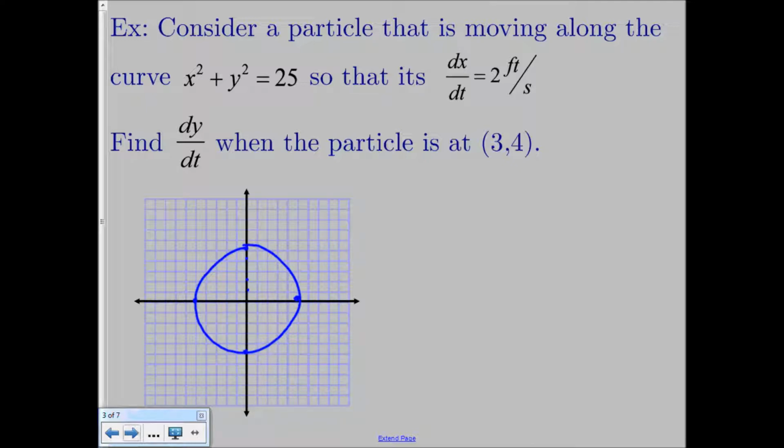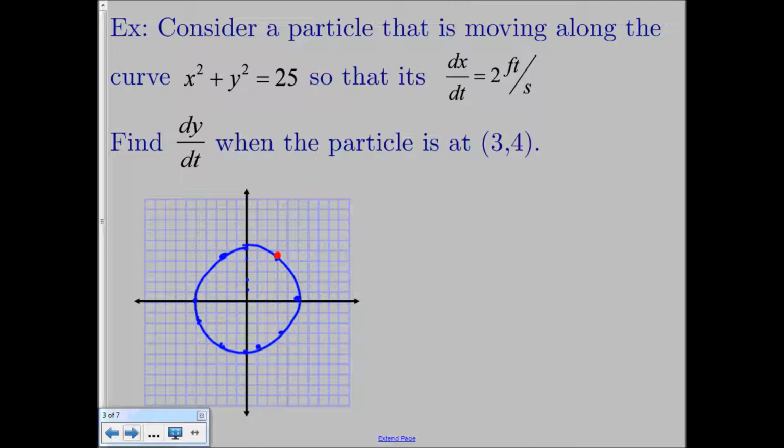So we have a particle that's moving along this path. It could be at any of these points at any given time. And the particle is moving at a rate of dx dt equaling 2 feet per second. So that means in the x direction, the speed of this particle, or the velocity of this particle, is 2 feet per second. And we want to know how it's moving in the vertical direction as well, dy dt. And we want to know when it's at the point 3, 4. So right about here, maybe we'll make that point in red to show how it's moving.